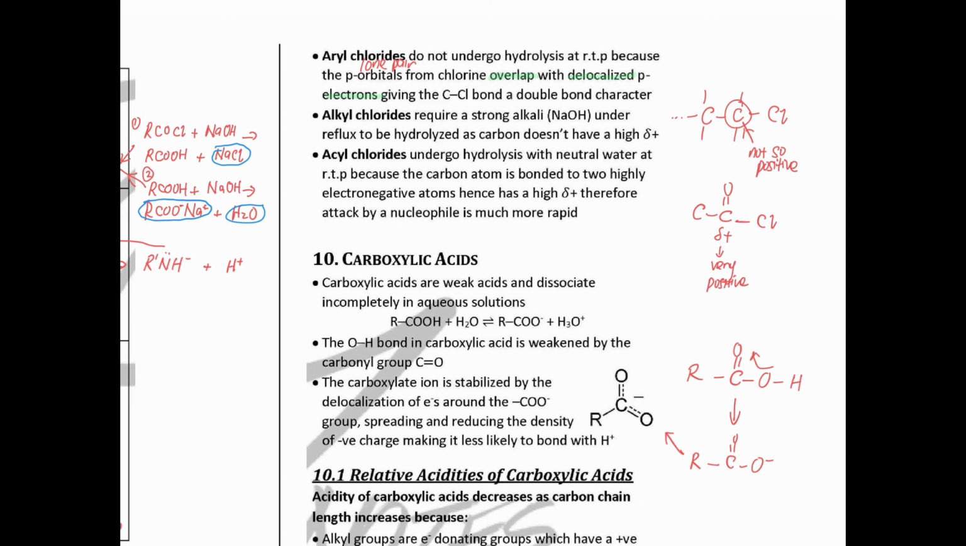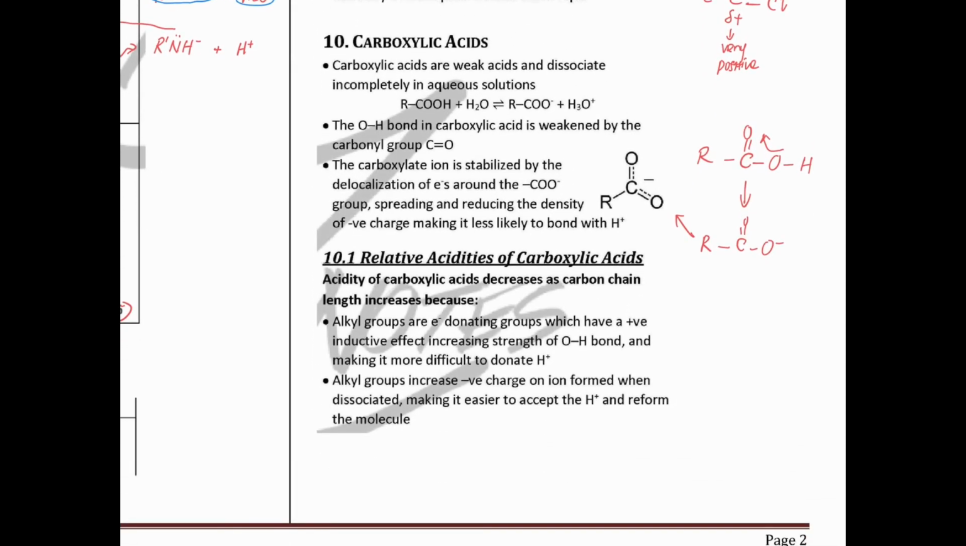Okay, now let's move on. 10.1 Relative acidities of carboxylic acids. The statement there says the acidity of carboxylic acid decreases as carbon chain length increases. So what kind of information is given here? Let's say you compare methanoic acid, ethanoic acid and propanoic acid. So 1 carbon, 2 carbon, and 3 carbon.